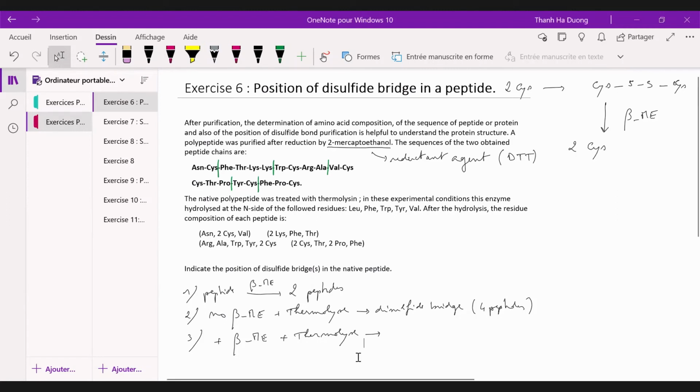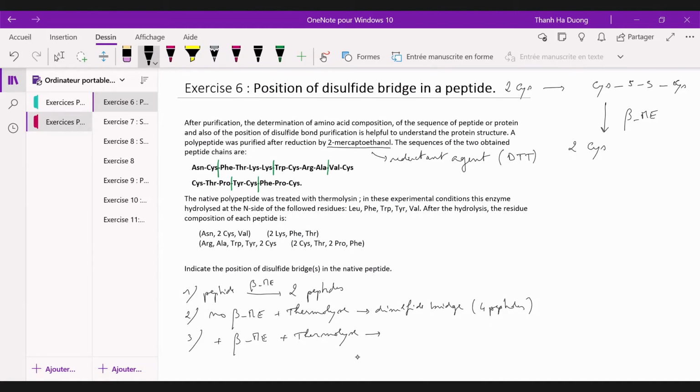Hello. Can you hear me? Can you repeat the question? When, if I did experiment 3, in the presence of mercaptoethanol and in the presence of thermolysin, how many peptides should I take? 4. 4 is without mercaptoethanol.